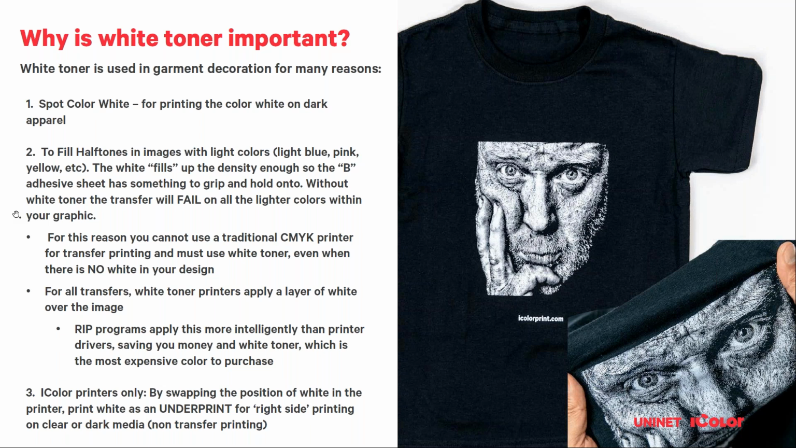Now, of course, white is also used in spot or completely white colors. That's different. You have white spot images or spot colors. In other words, part of your image has white in it. And that is separate from the white overprint, but they work in tandem with each other. With iColor printers only, we have a patent on this. By swapping the position of the white toner cartridge in the printer, you can either print white as an overprint, which is used for basically any transfer that you're doing in mirror, but you can also print white as an underprint for right side reading on clear or dark material.